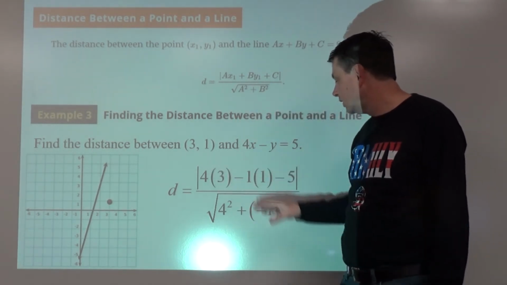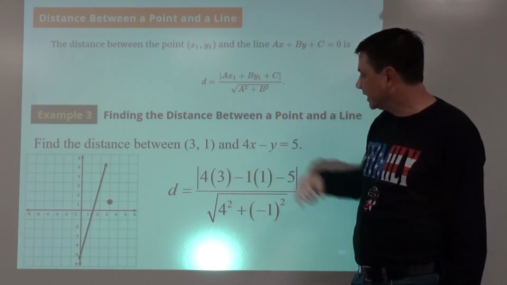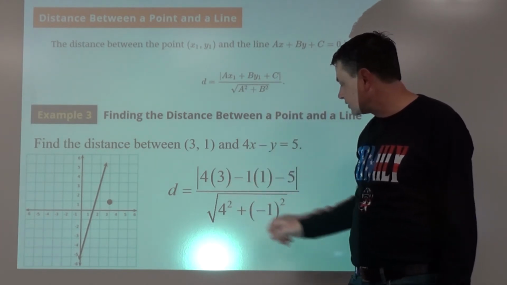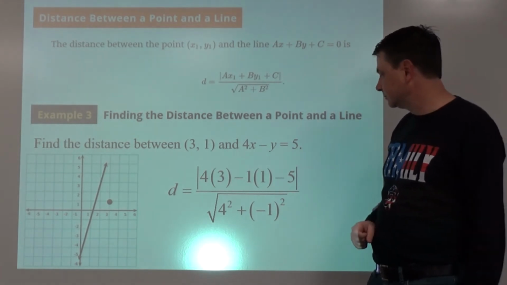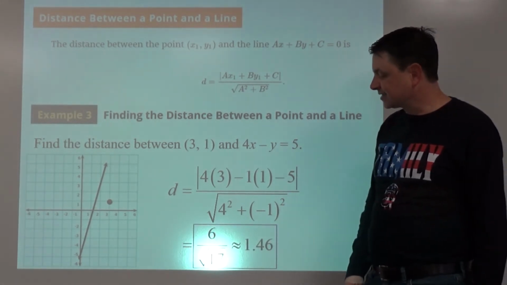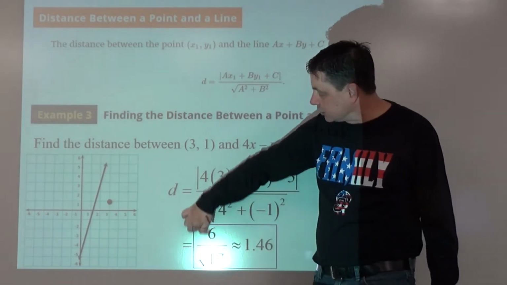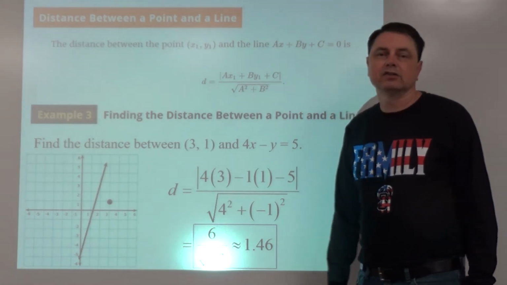So we've got 12 minus 1 minus 5. Take the absolute value, so 6 divided by the square root of 17. That's going to be approximately 1.46. As an exact value, 6 divided by the square root of 17.